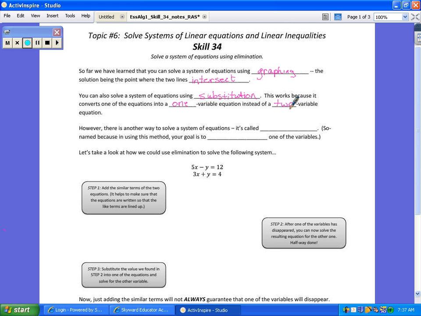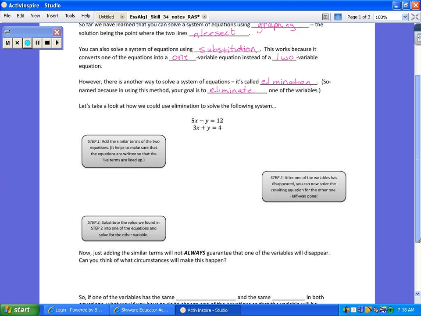There is another method of solving systems. It's called elimination, which is Skill 34 topic. And it's so named because in using this method, your goal is to eliminate one of the variables. And here's an example that we're going to look at. And the steps are written for us, Step 1, Step 2, and Step 3.